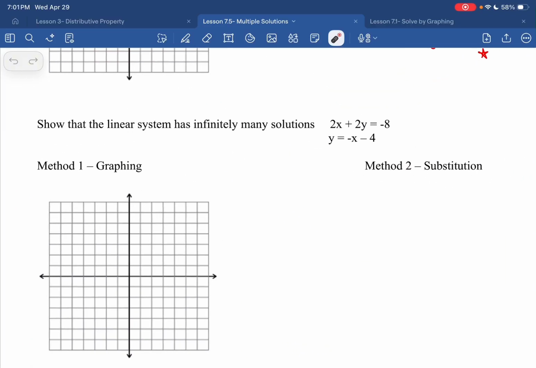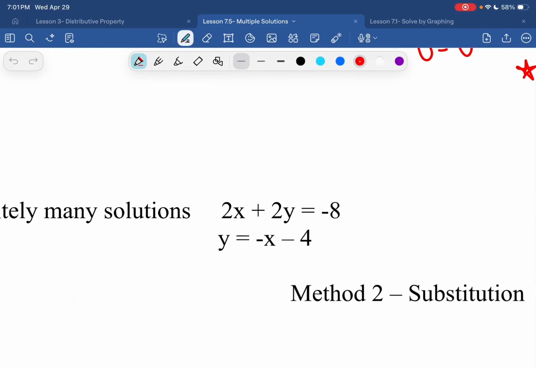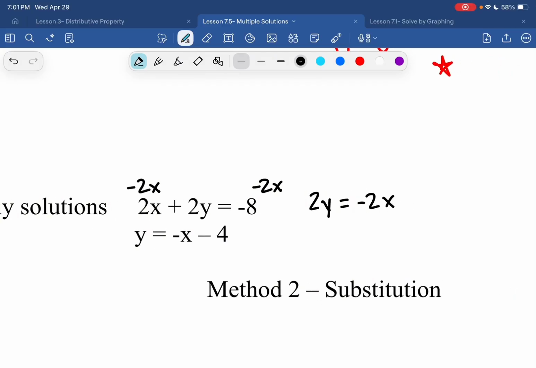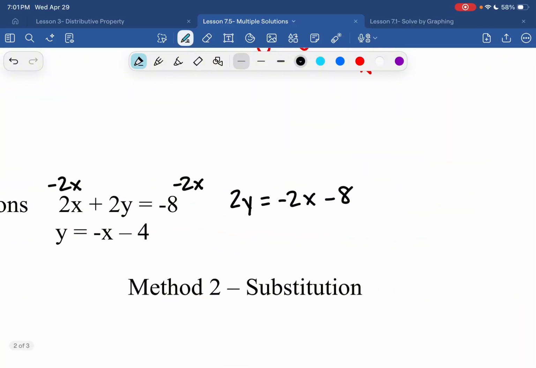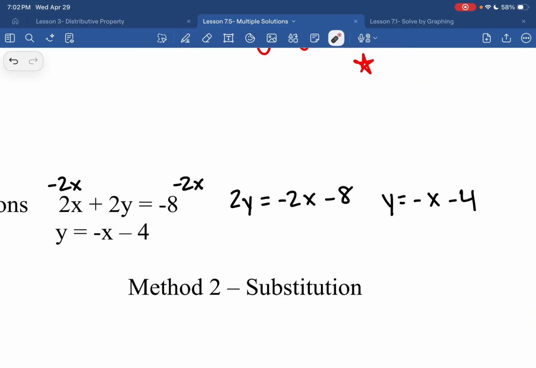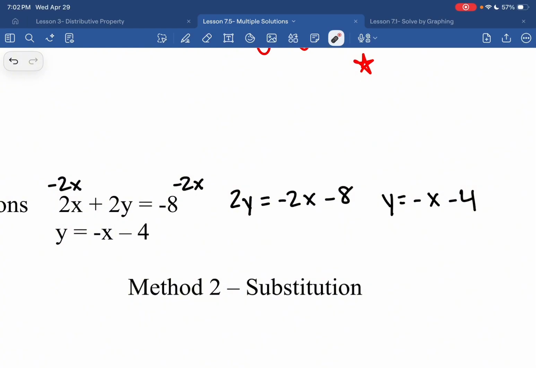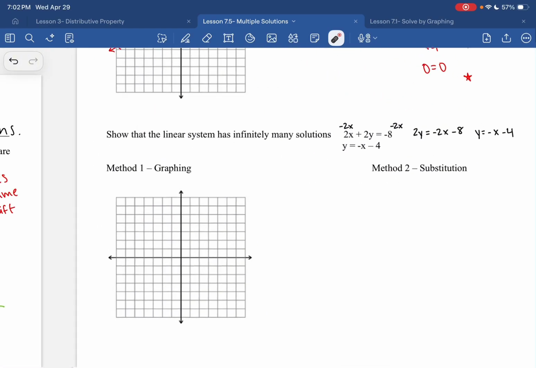Okie dokie. First things first, you should have put this first equation into y equals mx plus b, right? And in order to do so, I subtract 2x from both sides. So I now should have 2y equals -2x minus 8. And then you should have divided by 2, which gives you y equals -x minus 4. Lo and behold, your two equations now have the exact same slope and the exact same y-intercept, right? So let's put them on the graph.